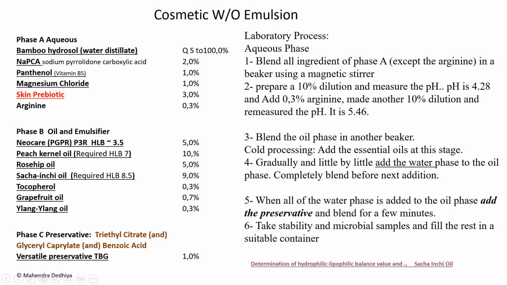In order to make a water in oil emulsion, the emulsifier PGPR is used. This is common to make water in oil emulsions. PGPR with an HLB of 3.5 is used. It is a well-known emulsifier used in the food as well as the cosmetic industry. Oil components are peach kernel oil, rose hip oil, sacha inchi oil, a Peruvian oil that's used in healthcare, vitamin E derivative, grapefruit oil, and ylang ylang oil.